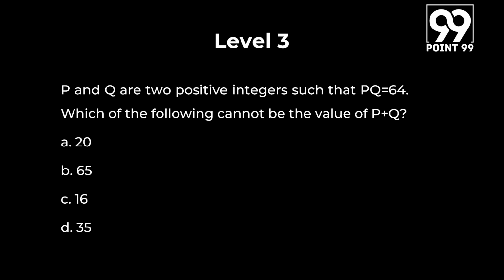You had to think about the various cases that existed. So if you knew that 16 4s are 64, 8 8s are 64, 64 1s are 64, you should have been able to get the answer to this question, which is option D, that is 35.